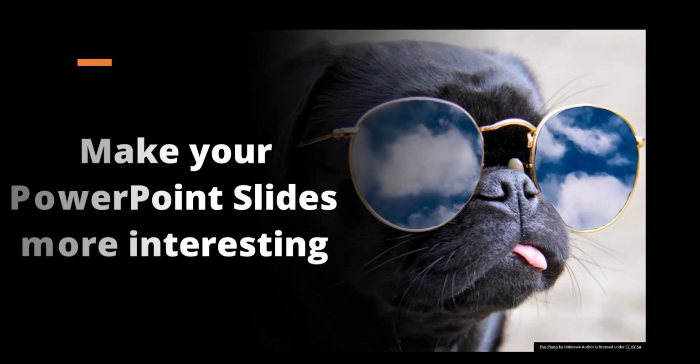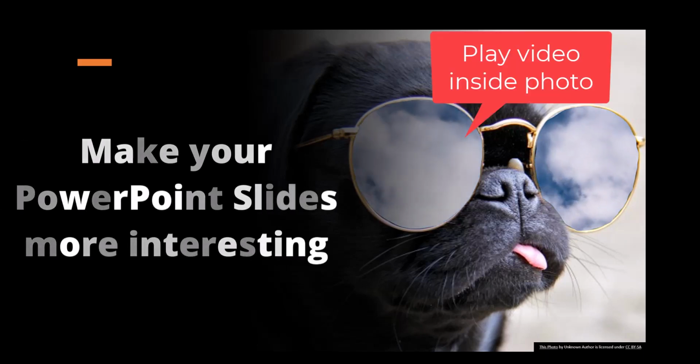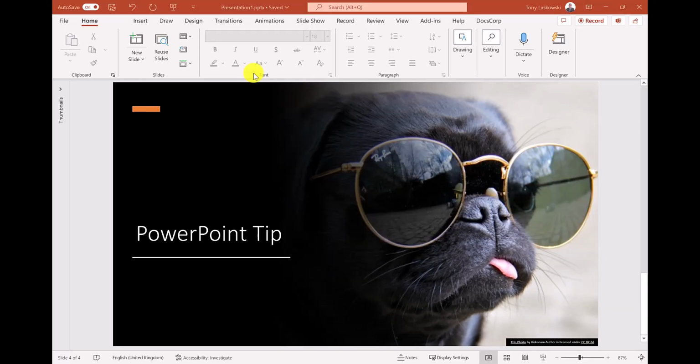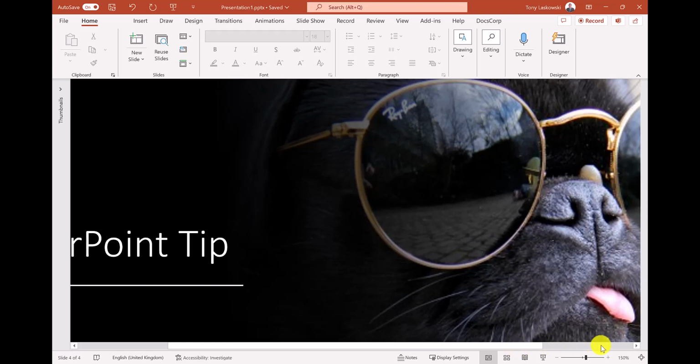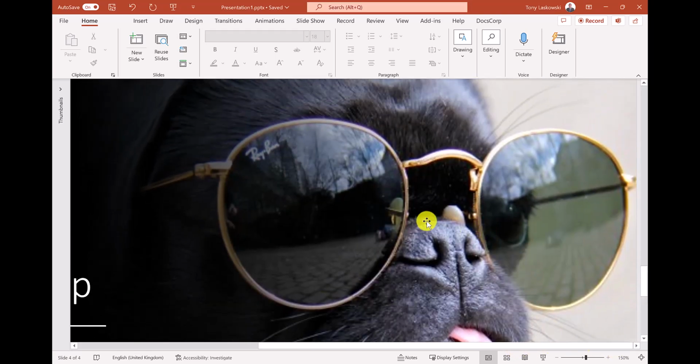Make your PowerPoint slides more interesting by adding a video like this to your image. To do this, start by zooming in to the image. Control and using the wheel on your mouse will do this. Go to Insert Shape.